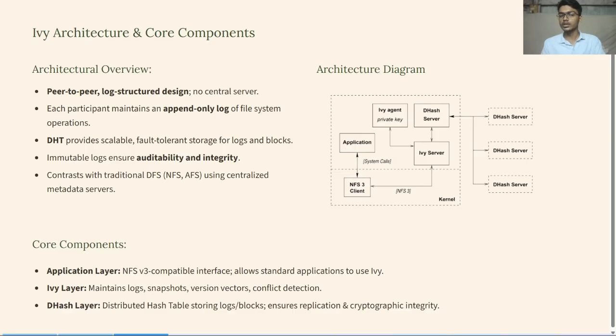The IB architecture is layered into three components. The first one is the application layer, which provides an NFS version 3 compatible interface, allowing standard applications to interact with IB seamlessly. The IB layer maintains per-participant log snapshots and version vectors and handles conflict detection. The DHash layer, the underlying distributed hash table, stores log and data blocks, ensures replication, and provides cryptographic integrity.